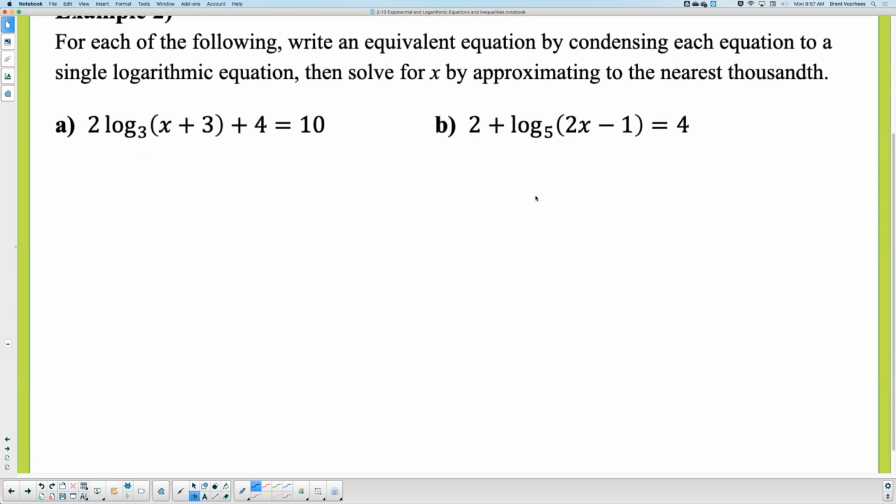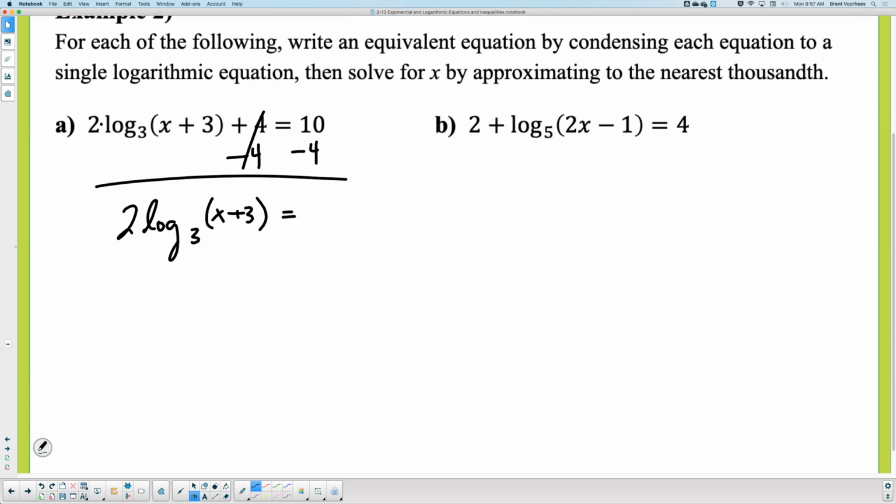All right, so same steps here. This time I want to isolate this logarithm right here. I hear subtract. Subtract 4. I agree. Can I subtract 2? No. Why not? 2 is multiplying, so that would not be the opposite operation. So we have 2 log base 3 of (x plus 3) equals 6.